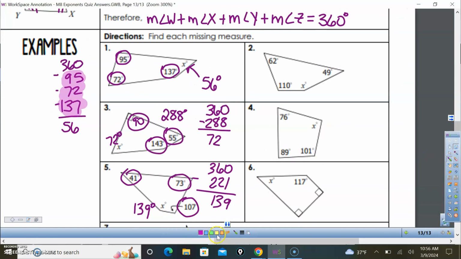What I would like you guys to do is go ahead and pause the video right now. Take a look at numbers 2, 4, and 6. Probably give yourselves about 3 minutes, and once the classes finish up, you can press play and hear my explanation for these 3.